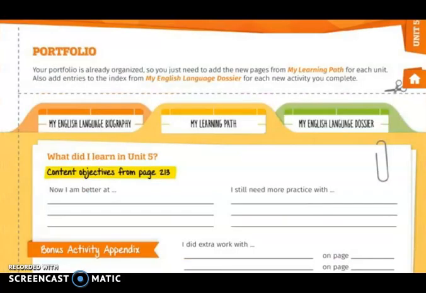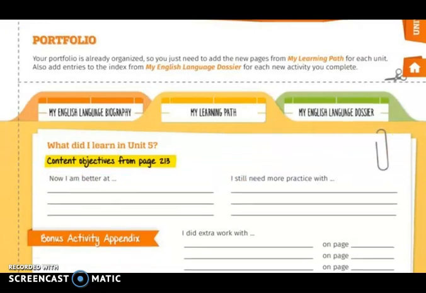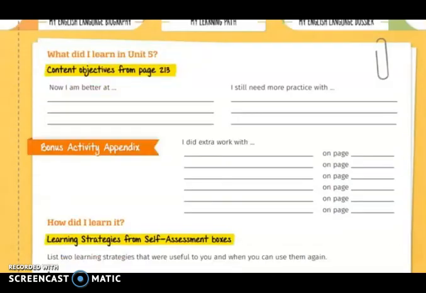Now that we already finished unit number 5 of book number 2, you are ready to fill the portfolio page. We fill this page every time we finish a unit, in this case, unit number 5. First, you are going to fill in the content objectives from page 213. You are going to write how you are better, and what you still need to practice, okay, of page 213.